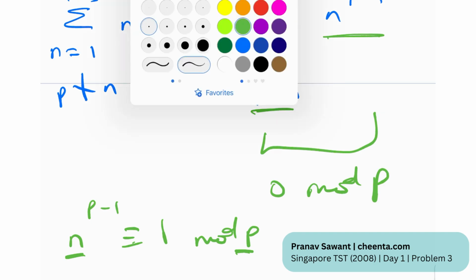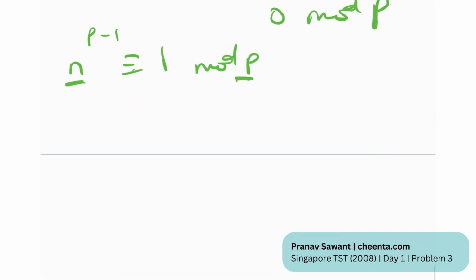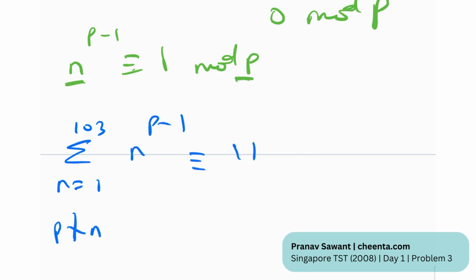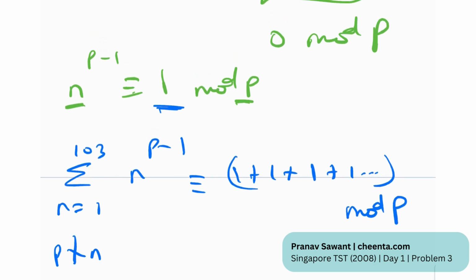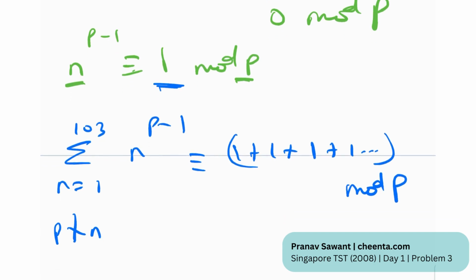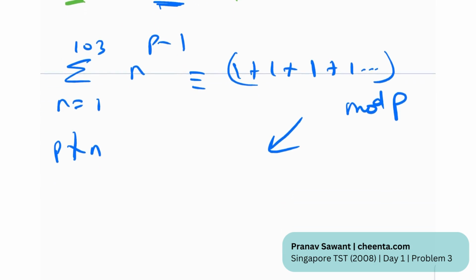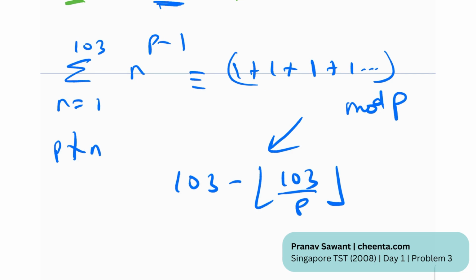So you can apply Fermat's little theorem over here, and how will that look? The summation from n equal to 1 to 103 of n raised to p minus 1 such that p does not divide n would be congruent to 1 plus 1 plus 1 and so on modulo p, because Fermat's little theorem tells us the remainder is 1, and because it's a summation, these just get added. And how many elements are over here? You have 103 minus floor of 103 by p elements. So 1 plus 1 plus 1, how many times? 103 minus floor of 103 by p times.